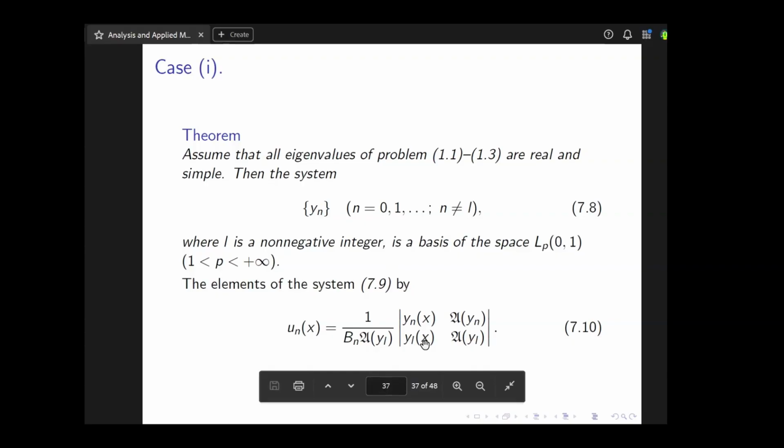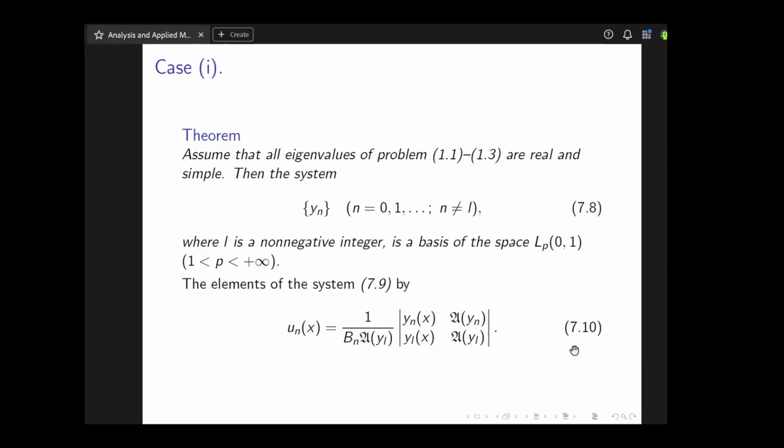This is a determinant. y_n(x) is the function in the system. y_l(x) is that removed function, which we use for the biorthogonal system. So in this case, the system is always a basis.